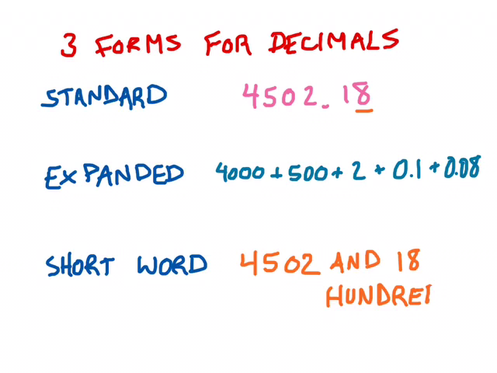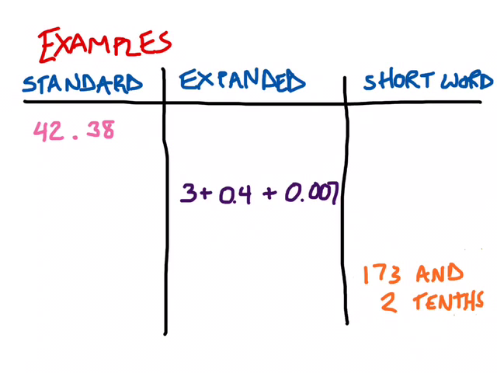So the full word form here is going to be 4,502 and 18 hundredths. We can pretty much do this from any direction, so really fast, let's take an example of that happening. Starting with the standard form value over here in pink, I can call that an expanded form: 40 plus 2 plus 3/10 plus 8 hundredths.